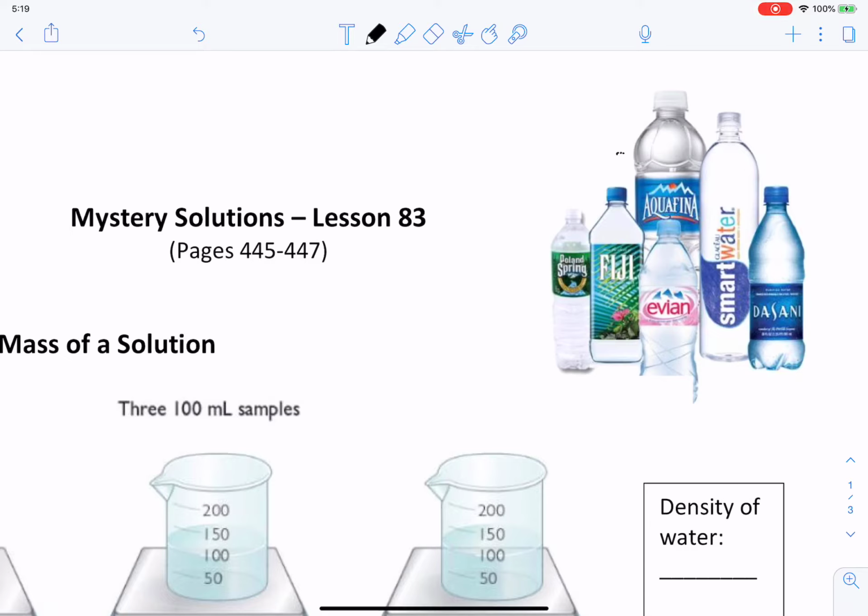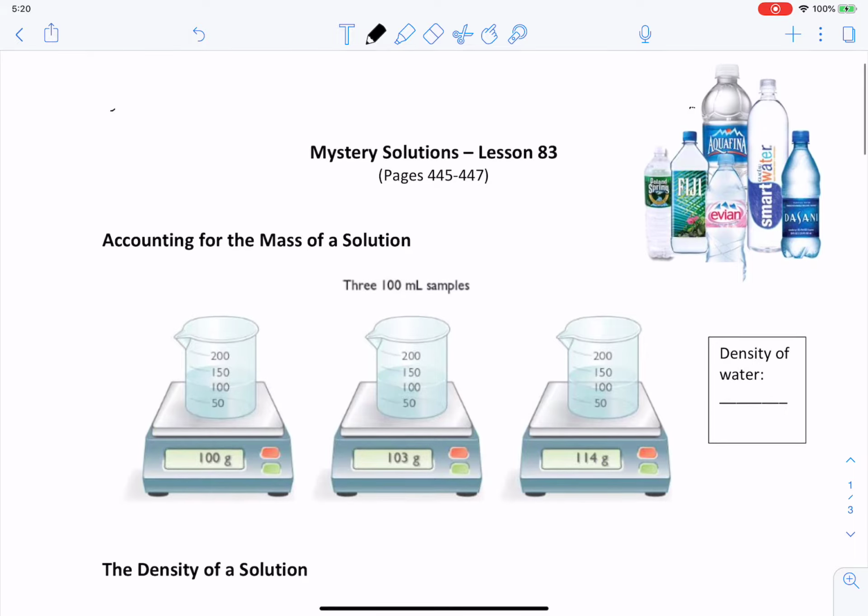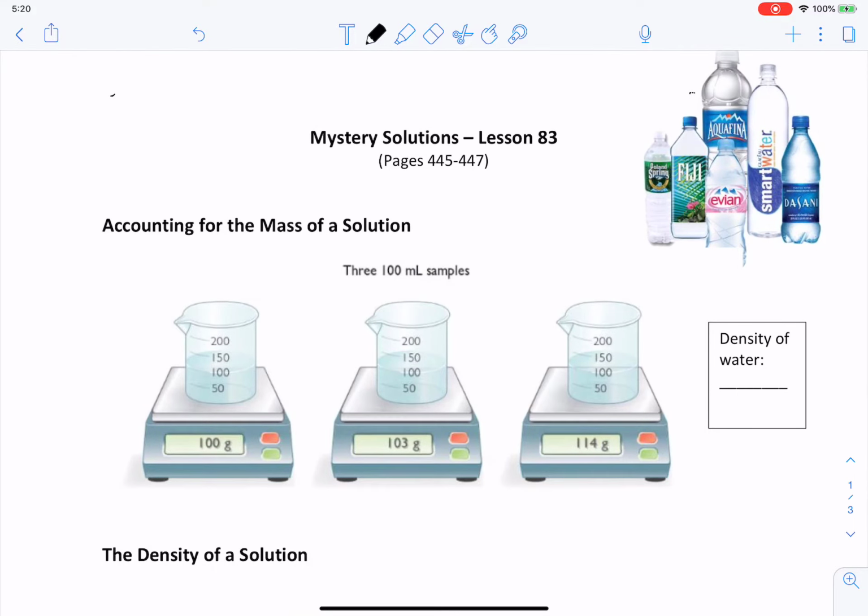Well, part of today is determining substances that can be found in solutions. So we're going to take a look at some water substances, and we're going to see how exactly that might work. Say we have three samples of water here, each weighing different grams, 100, 103, and 114. They all have 300 milliliters in each sample. If we had to guess, which one do you think would be the most pure water substance?